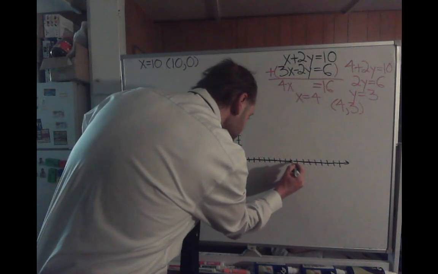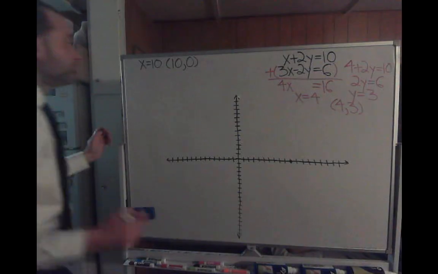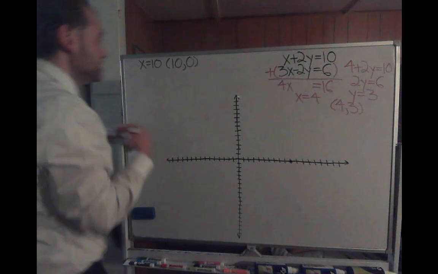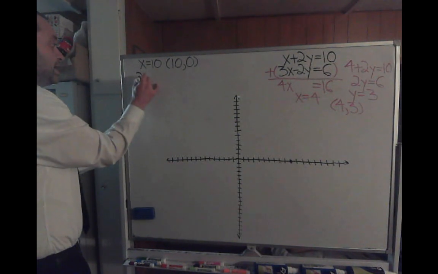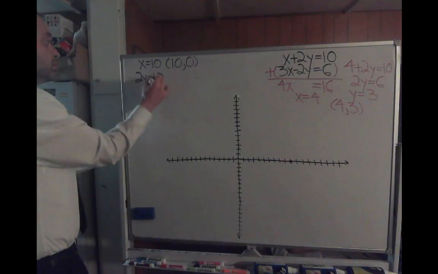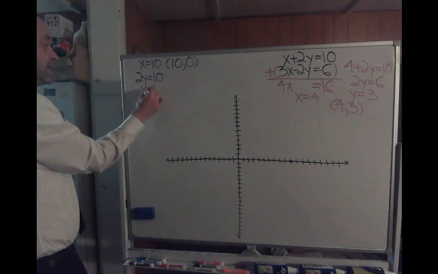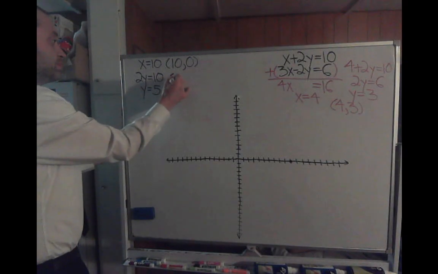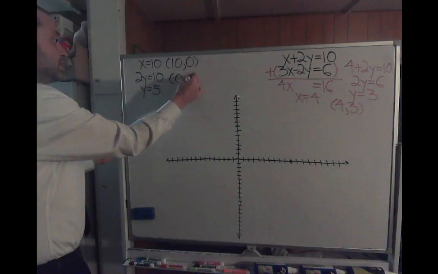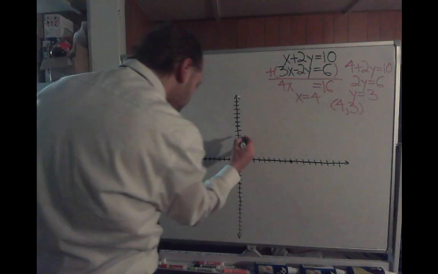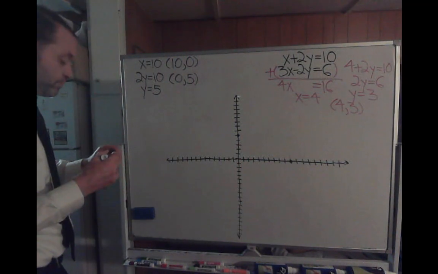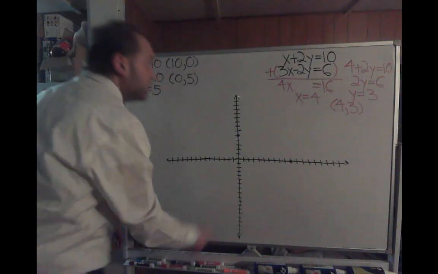Right there, that's 10, 0, okay. And then if I would like to solve for the y-intercept, set x equal to 0, that would give me 2y equals 10, which means that y equals 5. So my y-intercept would be at the point 0, 5. So we'll put 0, 5 on here. Let's plot 0, 5 right there. Okay, so I've plotted the points for this one.